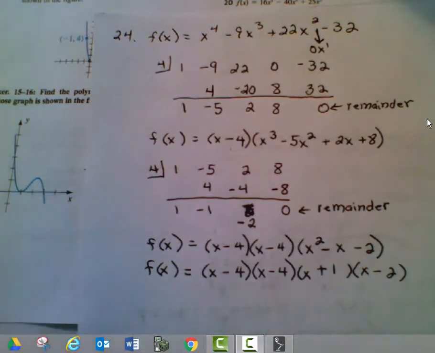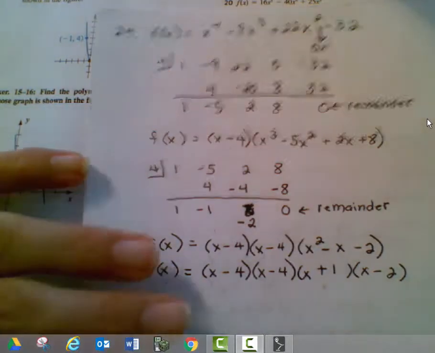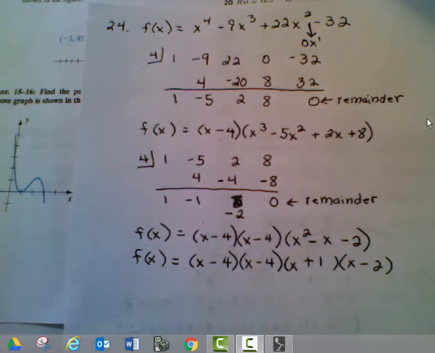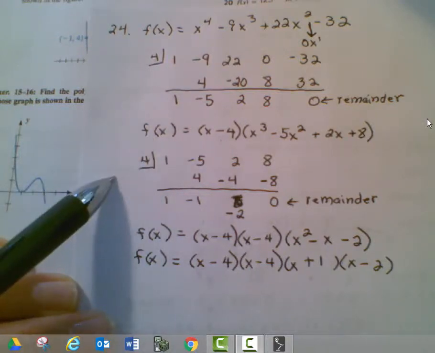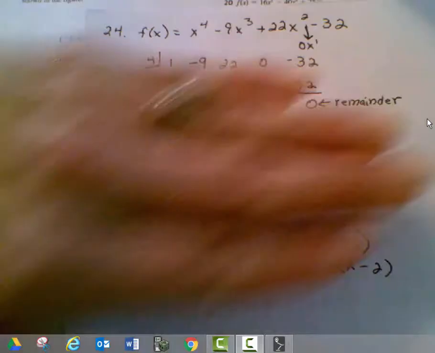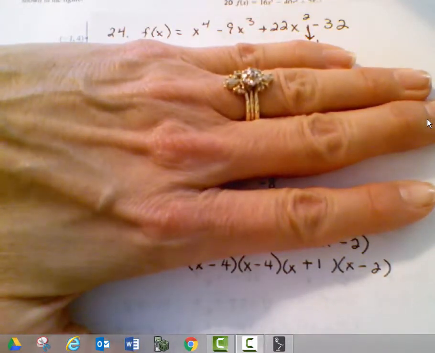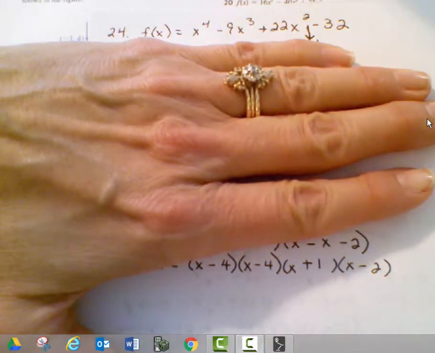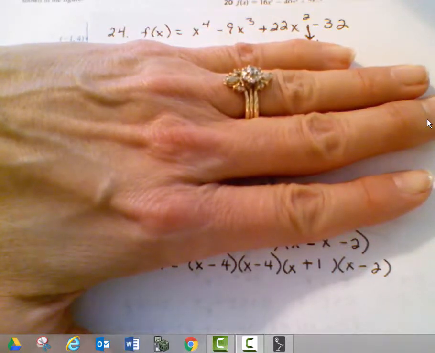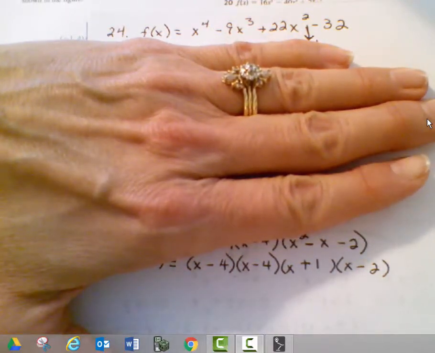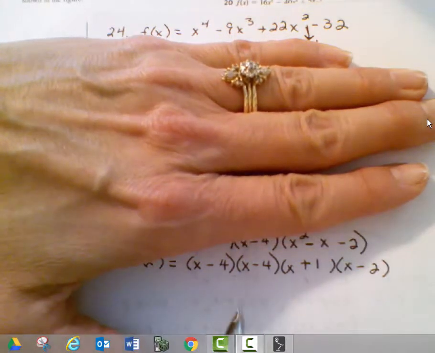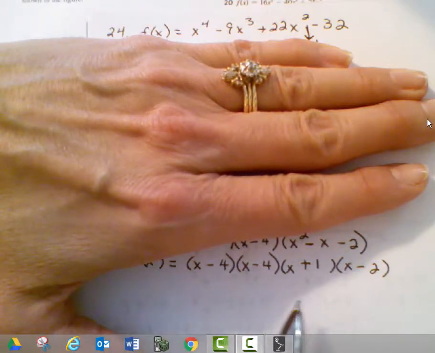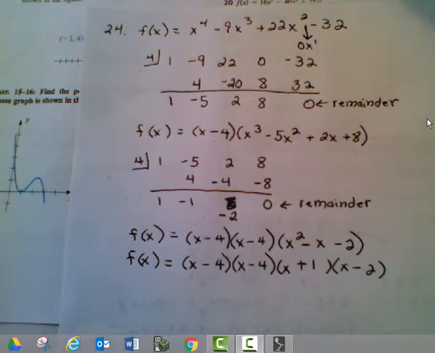All right, that's all that's in section 3.3. The one other skill that we have left to learn is, what if I had not been given that 4 was a zero of multiplicity 2? What if I was just given that original equation or that original function? I was told to find the zeros, but I wasn't given anything to start with. How would I have found those first 2 zeros that would have let me factor this 4th degree polynomial into this product of linear factors? That's what's coming up in 3.4.